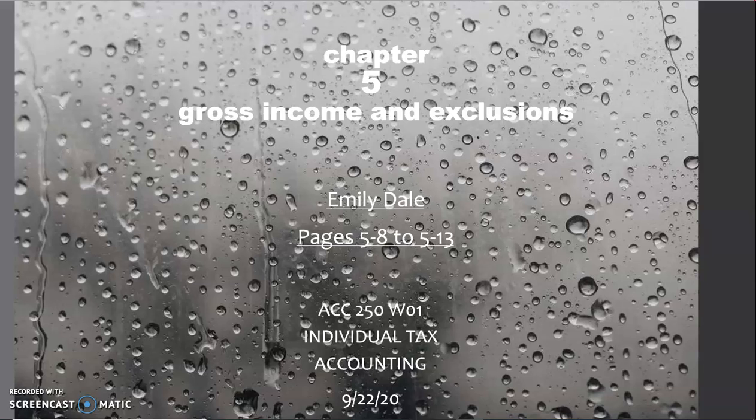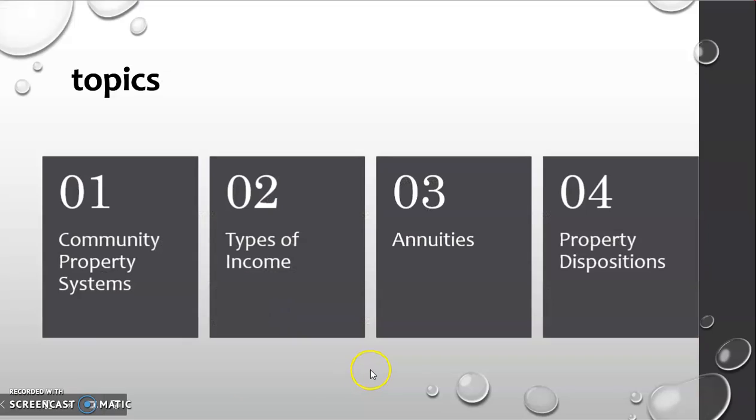Today I will be covering Chapter 5, Gross Income and Exclusion, pages 5-8 to 5-13. The topics I'll be covering are community property systems, types of income, annuities, and property dispositions.